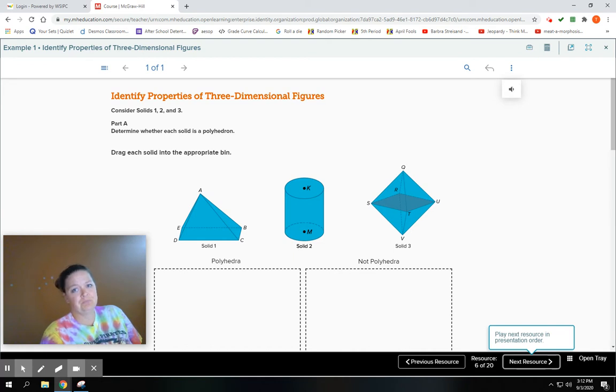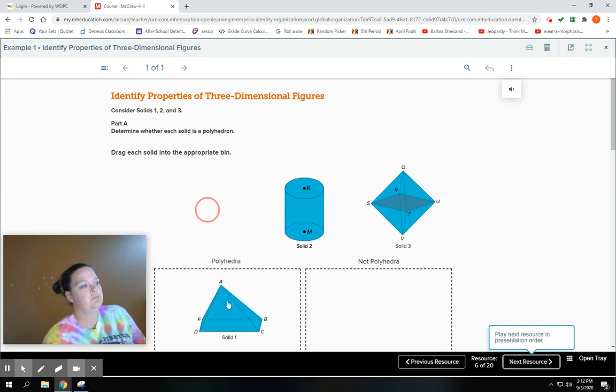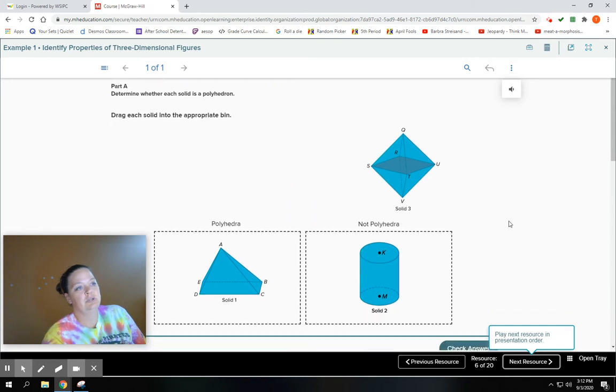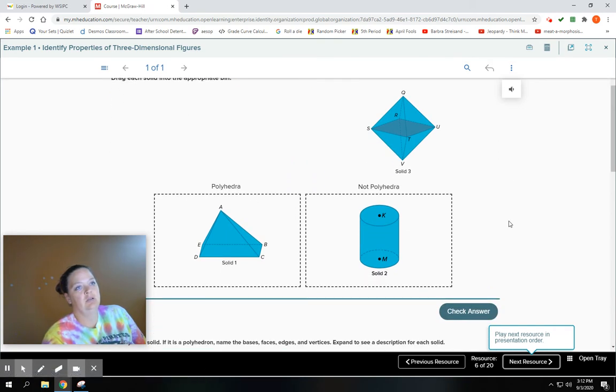So if you remember to look through the notes before watching this video, you would know that this pyramid-like thing here is a polyhedra. It is part of that. This cylinder, however, is not. So the question comes, is 3 a polyhedra, yes or no? Take a second to think of that on your own. Do you think 3 is a polyhedra or not?